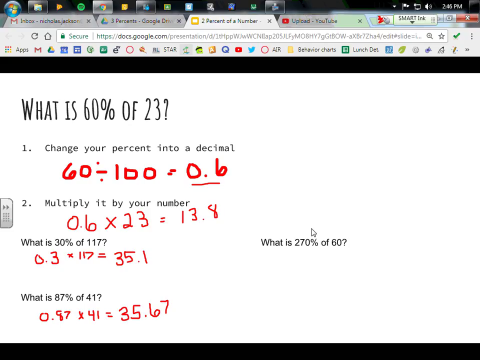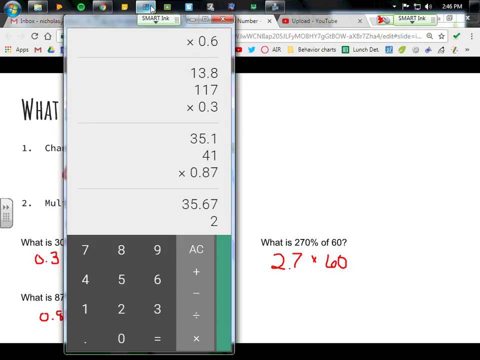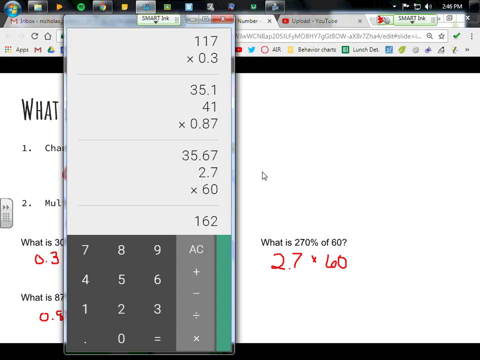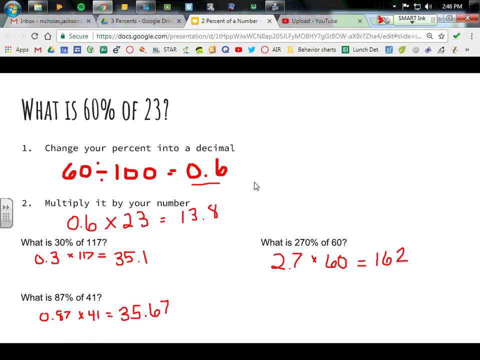So 270 divided by 100 is 2.7, which is a totally different number than 0.27. All right, 2.7 times 60 is 162. See how our value increased? That is because we are finding more than 100% of this number. All right, so that means our number will increase. That's why it's important that you divide your percent correctly.